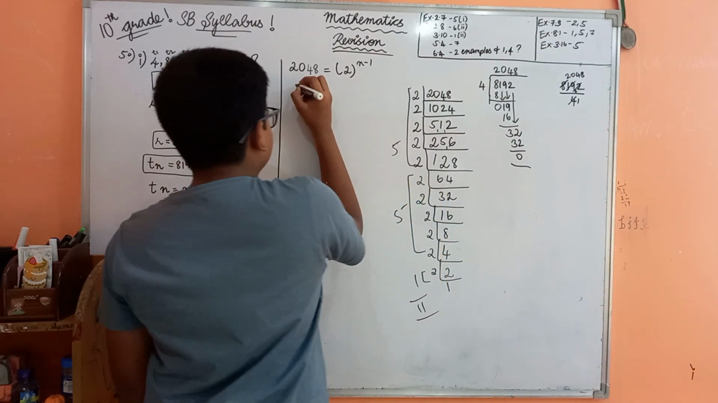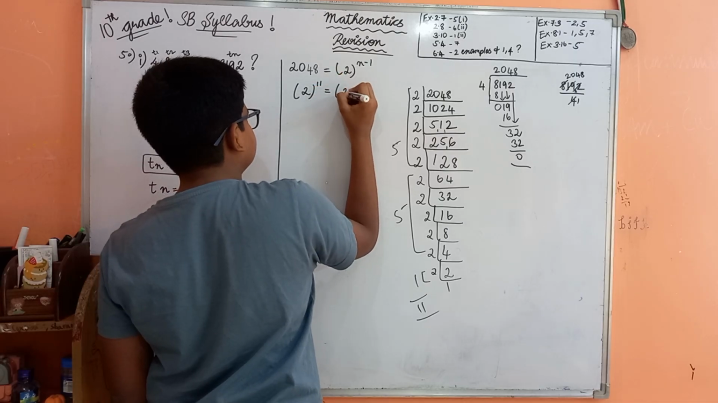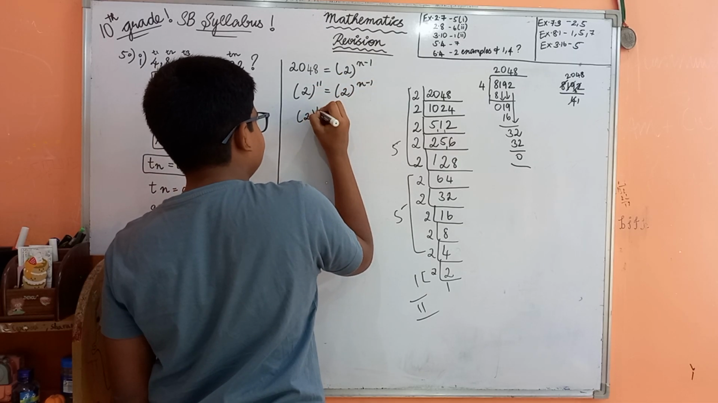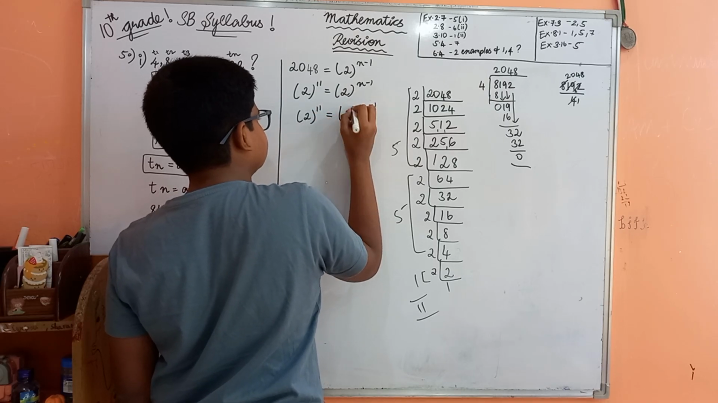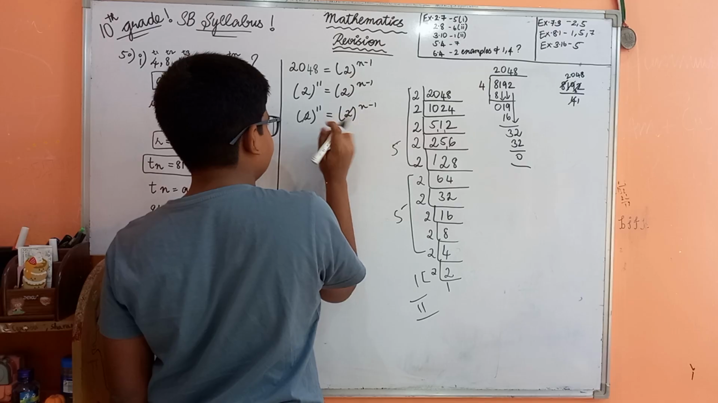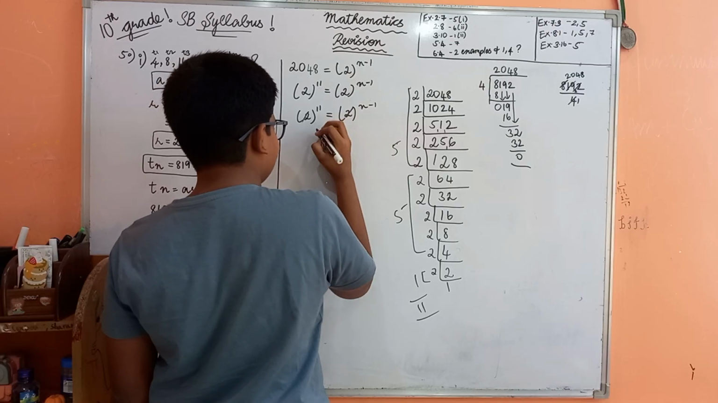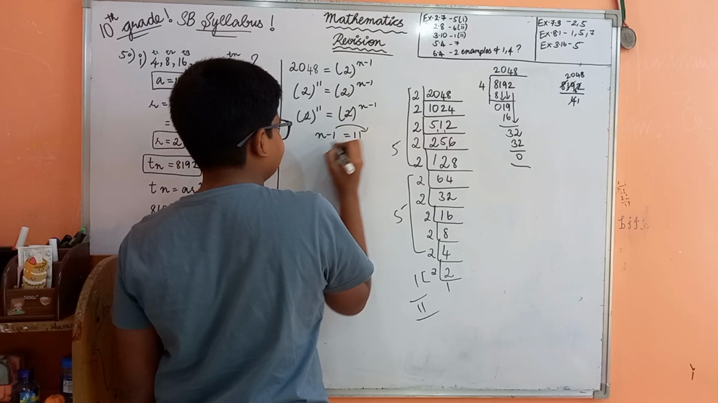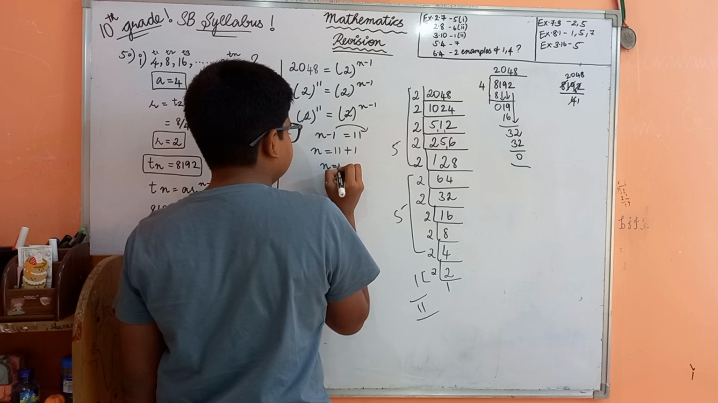So 2 to the power 11 is equal to 2 to the power n minus 1. We can cancel out these 2s in the next step because they both are common. So 2 to the power n minus 1, cancel the bases and we get the powers. So n minus 1 is equal to 11, and this 1 goes over here. So n is equal to 11 plus 1. n is equal to 12.